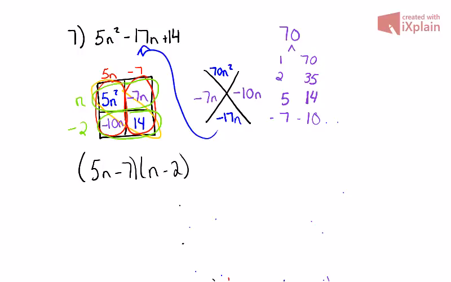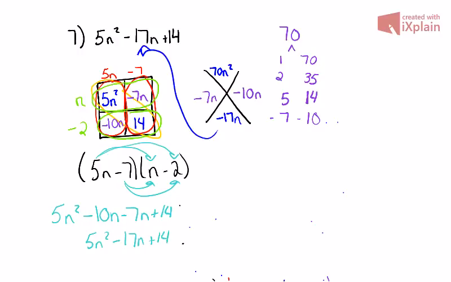So let's use FOIL to multiply this factored form back out. If I do my first terms, I would get 5n squared. If I do my outside, I get negative 10n. If I do my inside, I get negative 7n. And if I do my last, I get positive 14. Combine your like terms, and you will notice that we have a match.